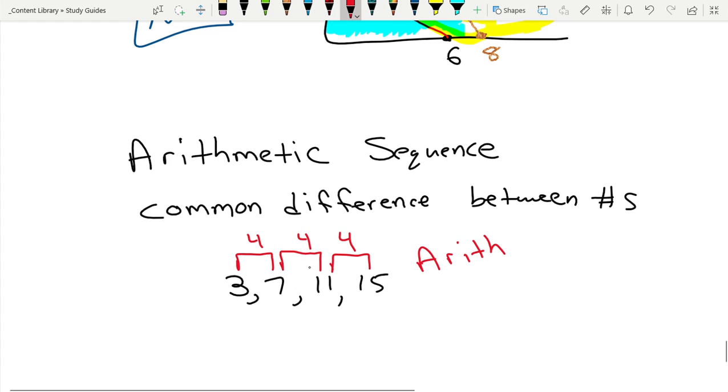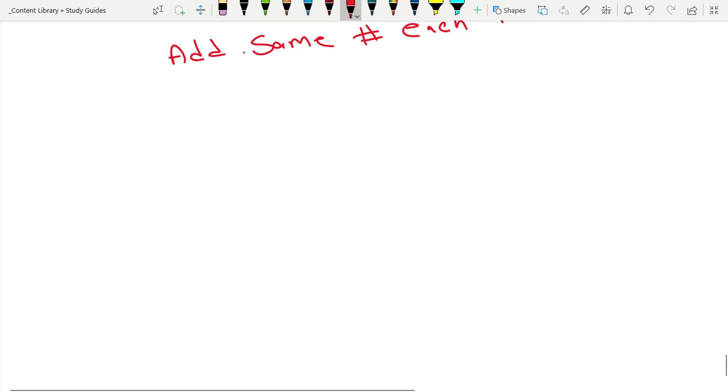Another way of saying it, if you don't want to think about it in terms of differences, another way to prove arithmetic sequences is you add the same number each time. So if you're adding the same number each time, you have an arithmetic sequence.